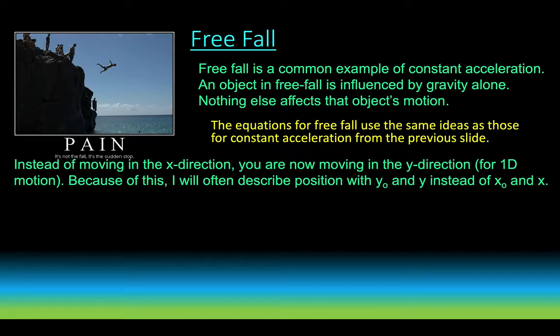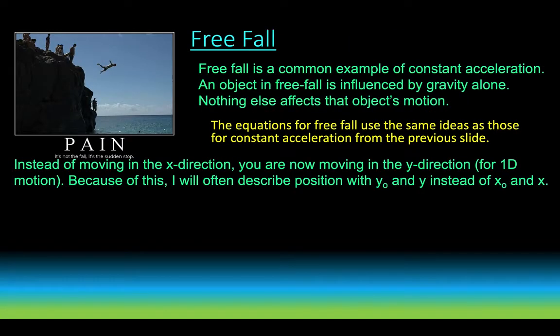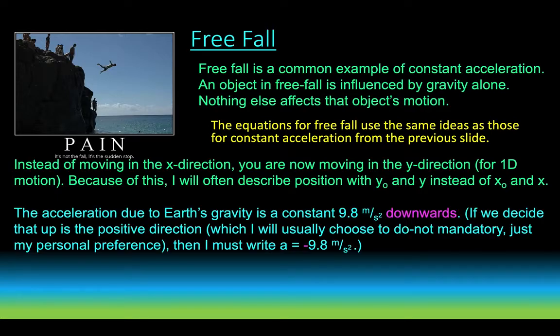For example, normally I like to say the horizontal direction is the x direction and the vertical direction is the y direction for 1D motion. So when I'm talking free fall, if an object is moving in the vertical direction, I'm going to use y naught and y for initial and final position instead of x naught and x. Ultimately, all I'm doing is changing a label. I could move in the horizontal under constant acceleration, or I could move in the vertical under constant acceleration. These equations will not be affected whatsoever. So changing from x to y, that's just a cosmetic change.